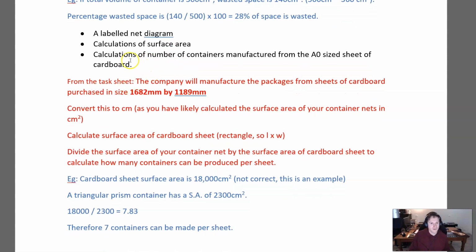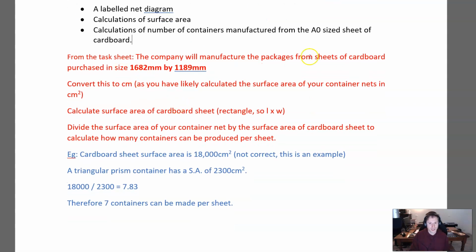Now this one here, we need to calculate the number of containers manufactured from the A0 size sheet of cardboard. So basically, as per the task sheet, there's a big sheet of card which the containers are cut out of to be produced. So from the task sheet, the packaging sheets of cardboard are this size here. So this is given to you on the task sheet.